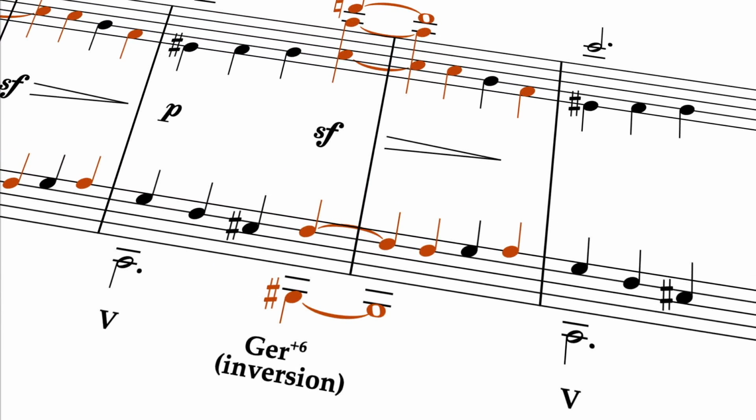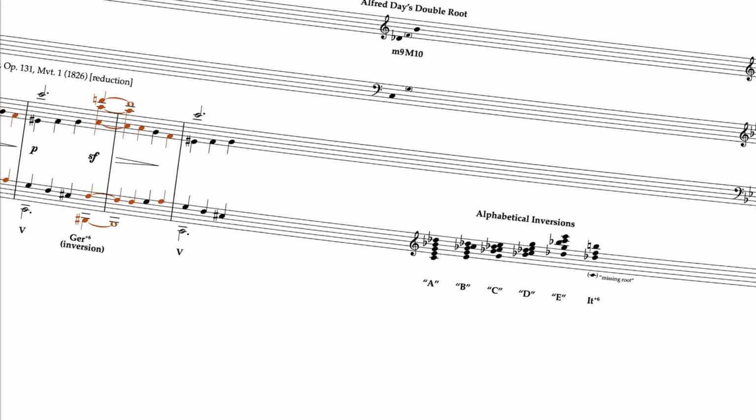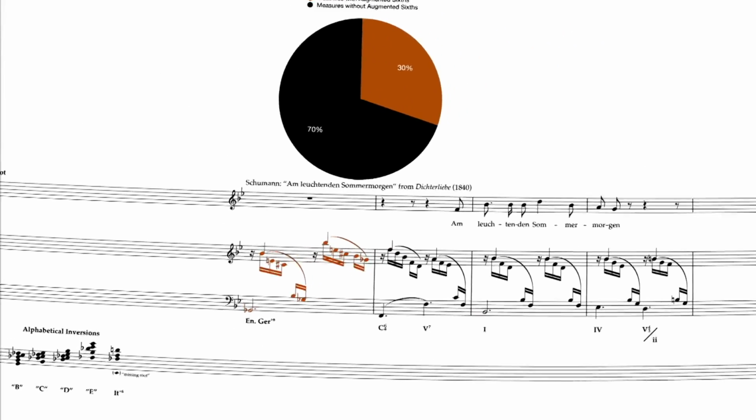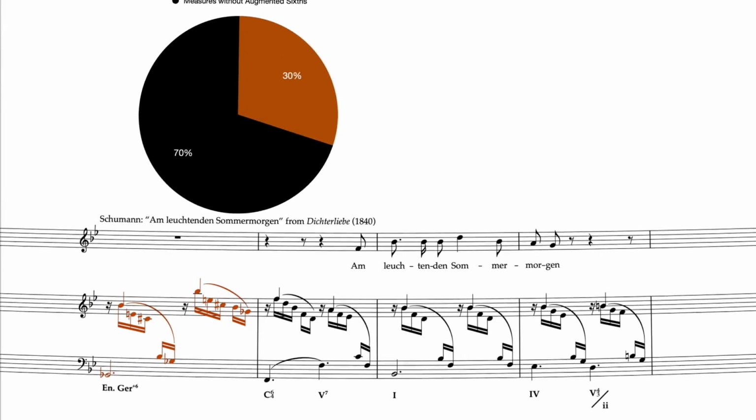The need for systemization was spurred on by composers' continual use, as the Romantic era enjoyed a proliferation of augmented sixths to flesh out entire pieces. Schumann's Am leuchtenden Sommermorgen builds a full 30% of its content on a per measure basis from augmented sixths.